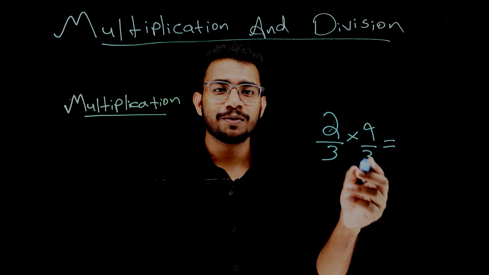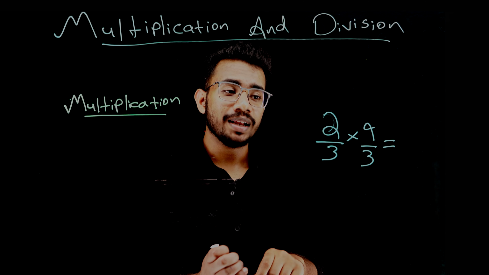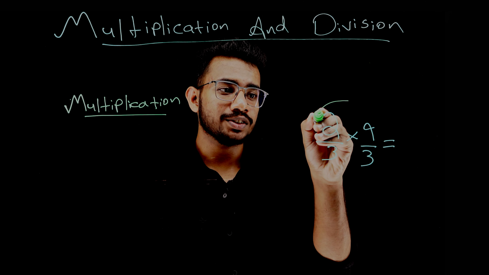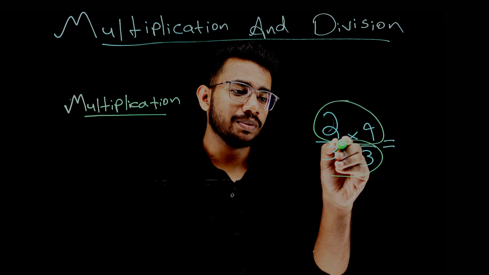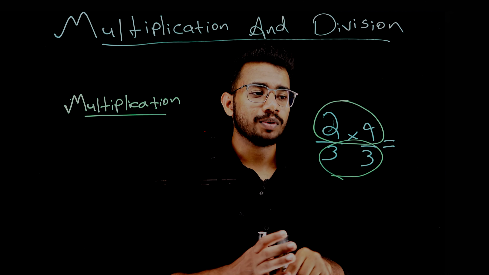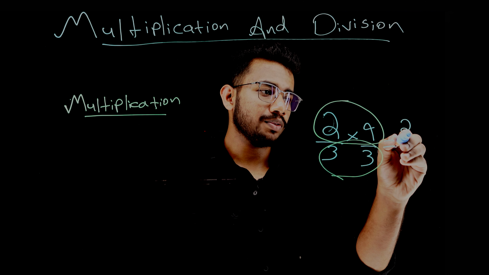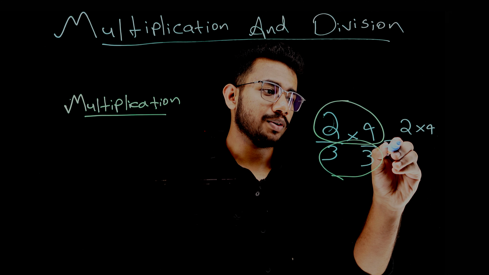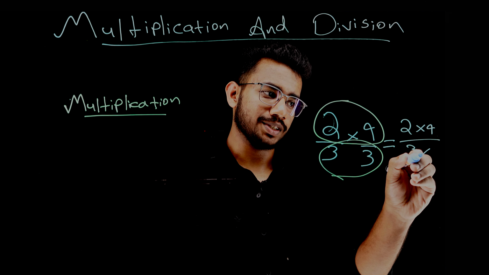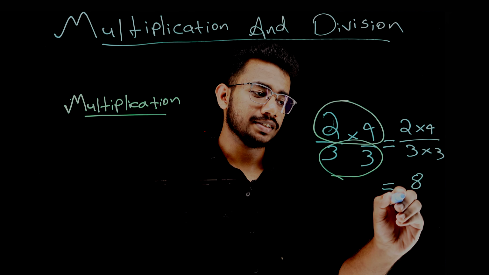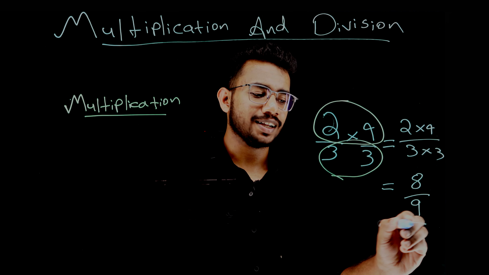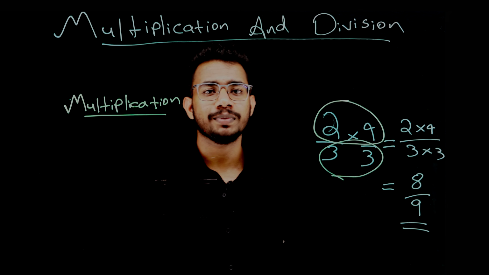And here what you have to do is multiply the numerators together and then multiply the denominators together. And that would be what? That would be 2 times 4, the whole divided by 3 times 3. And 4 times 2 is 8, 3 times 3 is 9. And that's all we have to do in the case of multiplication.